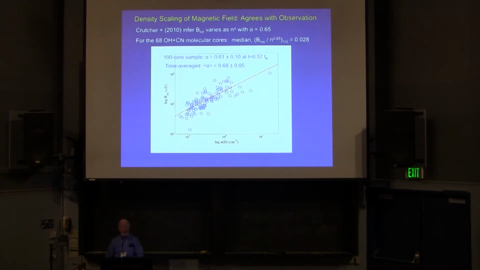Now for the 68 cores that they had, they found the median ratio of the line of sight field compared to the density to the 0.65 was about 0.028. And what we find for that same number is 0.016. The total field, which they can infer but we can actually measure, has this ratio of 0.035. So, as I mentioned at the beginning, you expect the total field to be about twice the line of sight field, and that's true, so that is consistent. And the simulated field here is about 60% of the observed value.